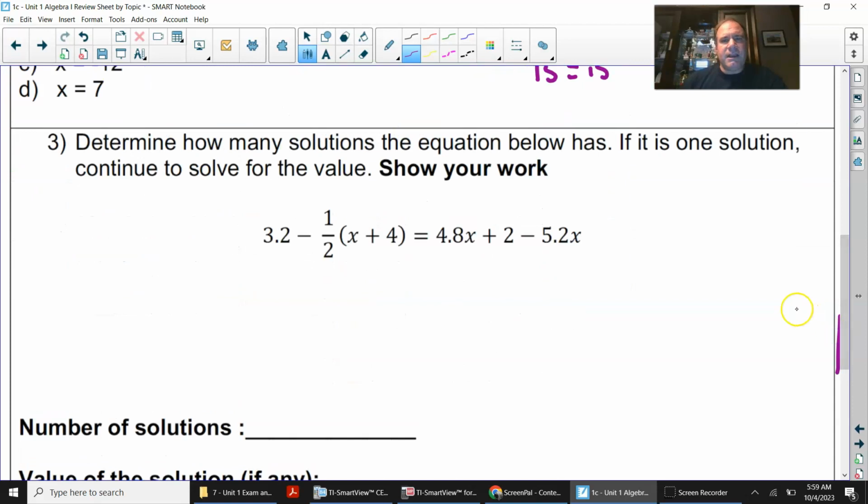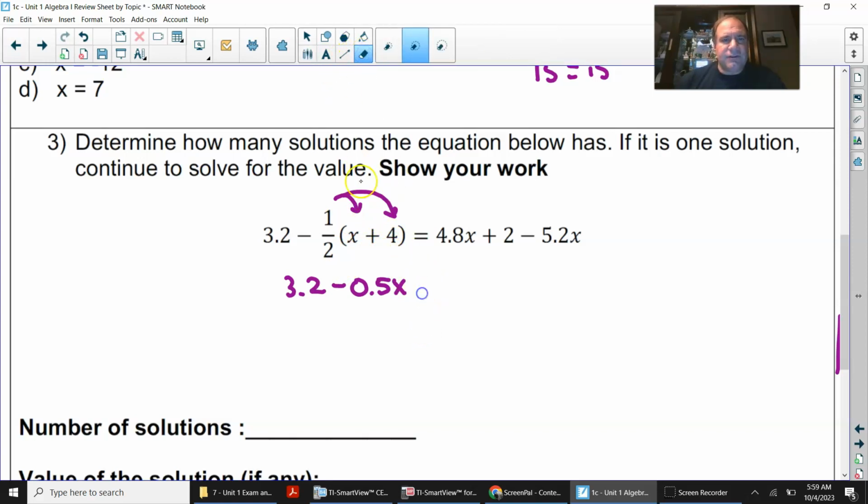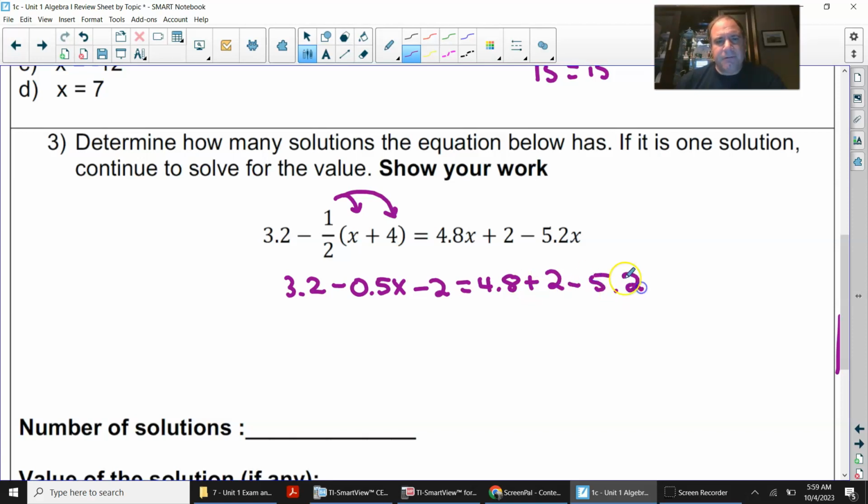Same expression on both sides. Determine how many solutions you have. So we're just going to go ahead and do distributive property. 3.2 minus 1/2 x. I'm going to change it to a decimal. 0.5x. And then negative 1/2 times 4 is 2. It's a negative 2. Positive times a negative is a negative 2. Equals 4.8 plus 2 minus 5.2. Okay.